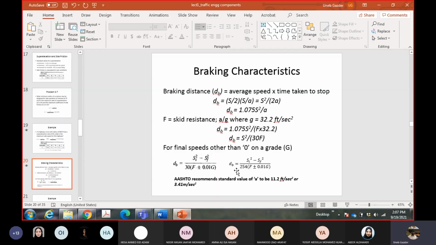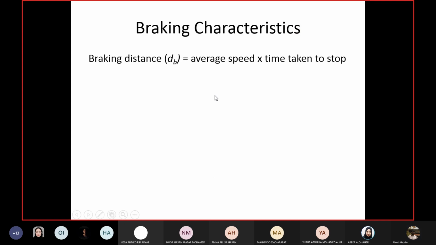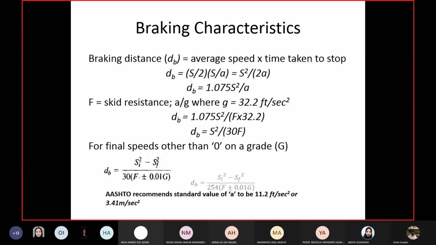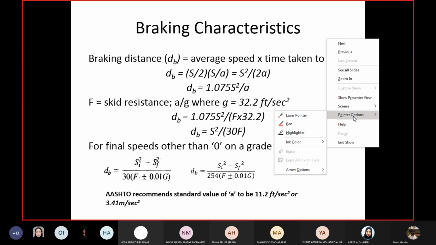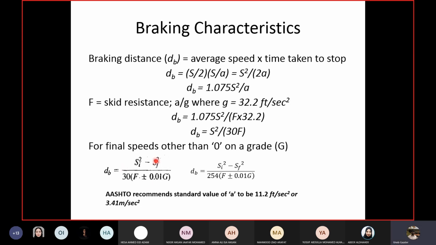Okay, so last time we stopped at the concept of braking distance. So we derive this equation basically. This is the equation for braking distance. Si means initial speed, Sf means final speed. f is the skid resistance, which can be calculated as a upon g, where a is the deceleration rate and g is gravity. Then we have capital G, which is the gradient. Upward is positive, downward is negative.